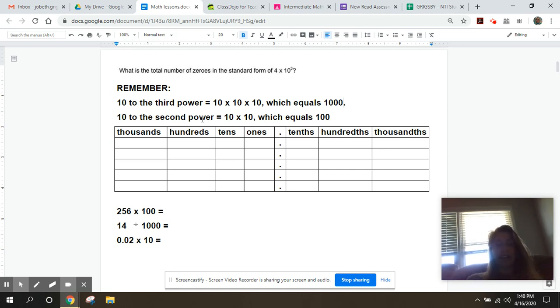Same as if you had 10 to the second power. 10 to the second power means 10 times 10. They want you to multiply 10 by itself 2 times. So let's do some practice.